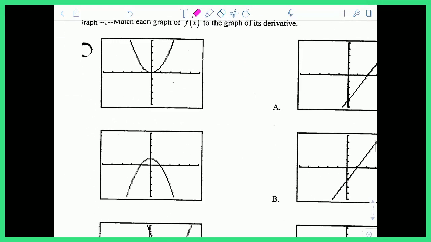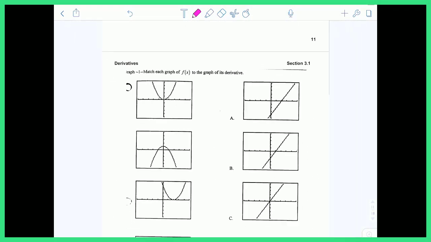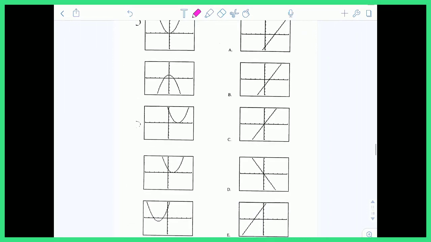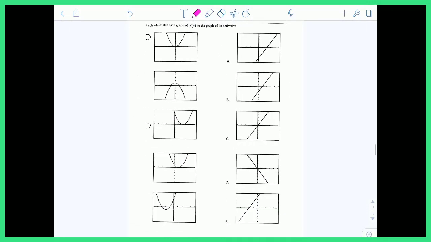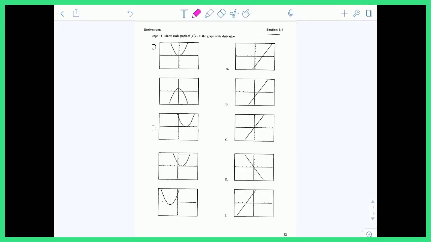Let's look at some examples. I'm going to give you a little sheet of examples, and I'd like you to see if you can match each graph to the graph of its derivative. Take a moment and give them a try yourself. All right, let's go over your solutions.